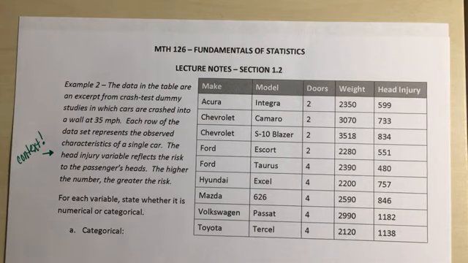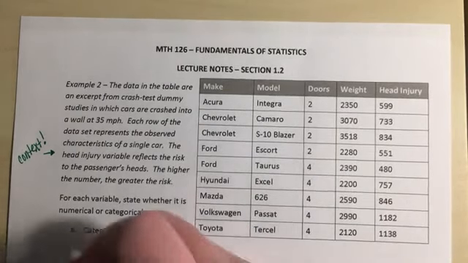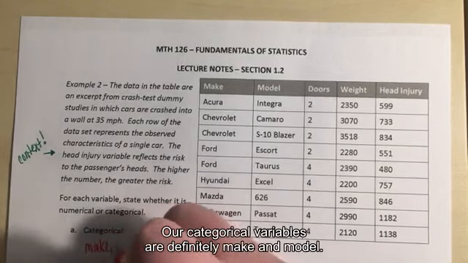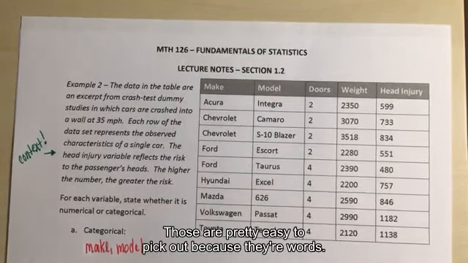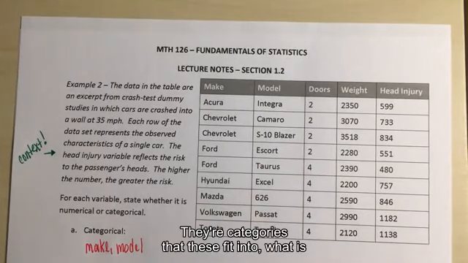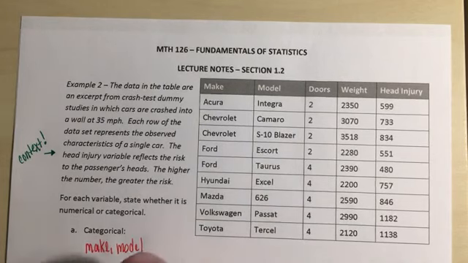Right? So categorical variables. Right? So looking at this, we have make, model, doors, weight, and head injury. So our categorical variables, definitely make and model. Right? Those are pretty easy to pick out because they're words. Right? So there are categories that these fit into. Right? What is the make of our car? What is the model of our car?